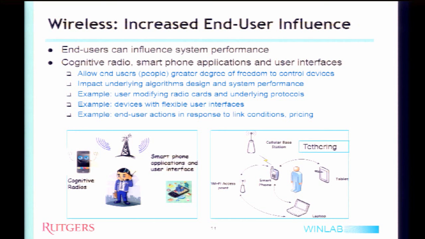There are many examples here. For example, as I showed before, on a single device the end users may have options to switch among different radios and maybe to adjust the transmitting power. It's also possible for users to even modify the radio cards and the underlying protocols. And more importantly, end-user actions in response to the link conditions, the service qualities, and the pricing packages are very important in the system performance.